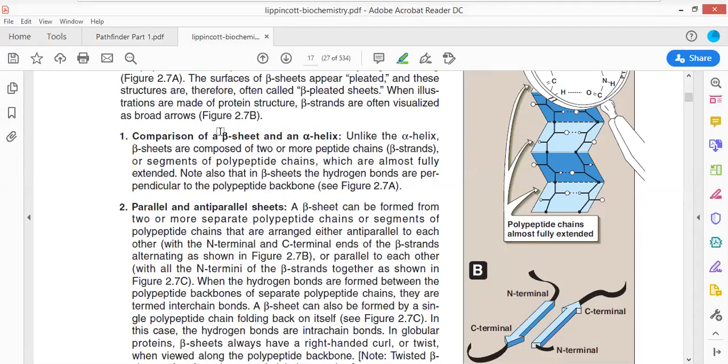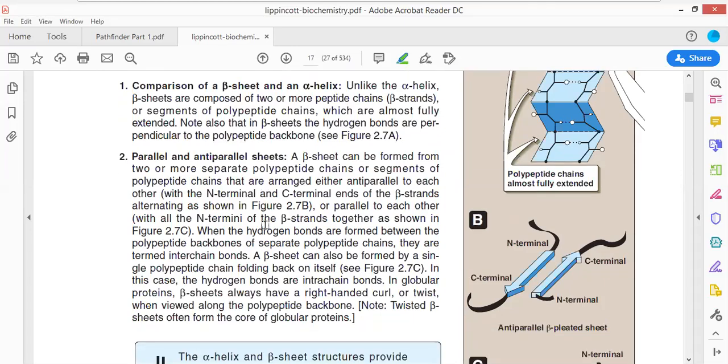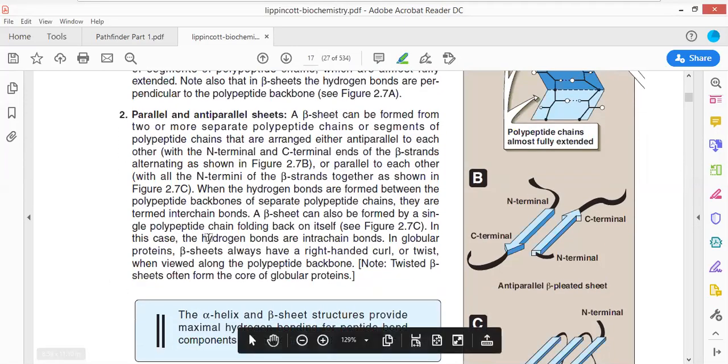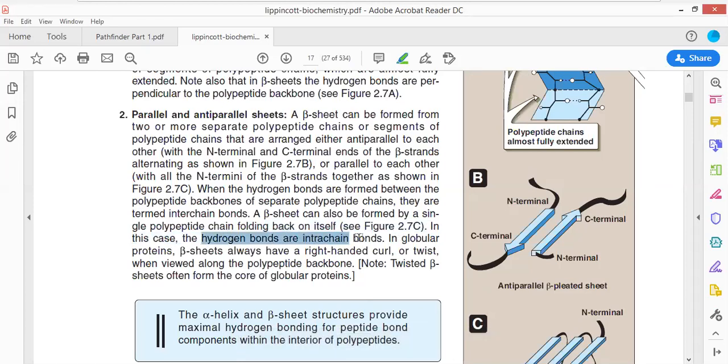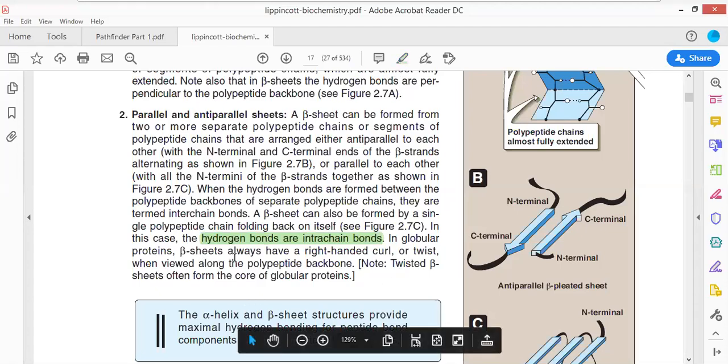When you compare the beta pleated sheet and the alpha helix, unlike alpha helix, beta sheets are composed of two or more polypeptide chains, which I have already told you. There are hydrogen bonds which are being produced. Now, the hydrogen bonds are interchanged. This is a very important point. The hydrogen bonds produced in the case of beta pleated sheet structure are interchanged in nature. In globular proteins, beta sheets always have a right-handed curl or twist when viewed along the polypeptide backbone. There can be twisted beta pleated sheet structure.